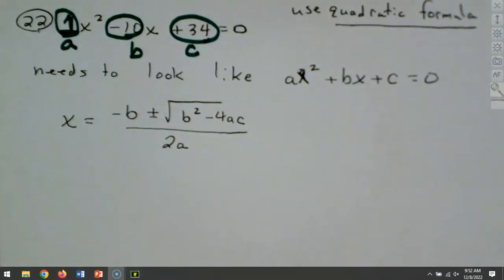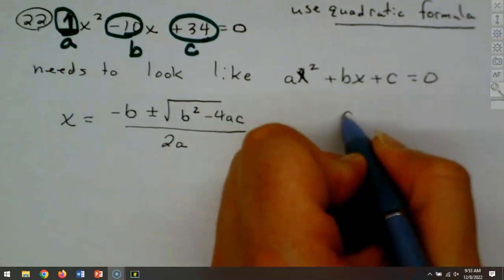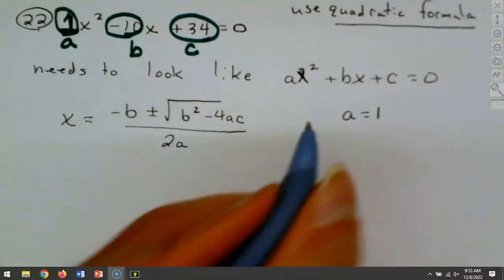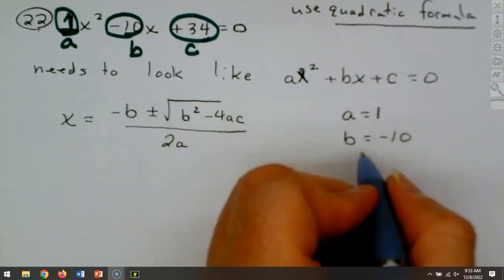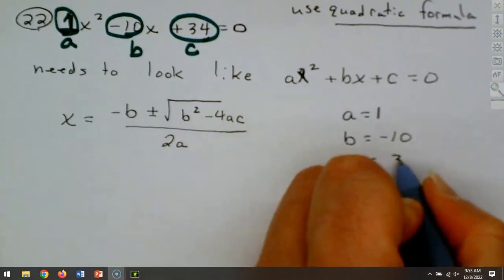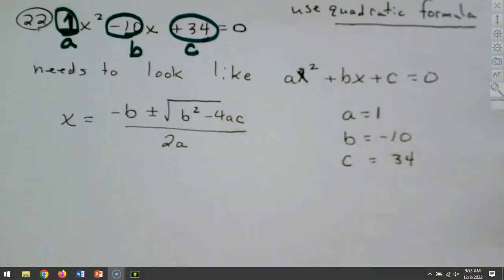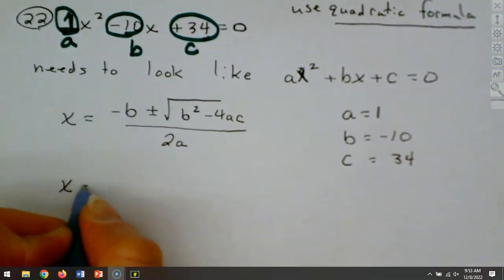Now, we've got all the pieces labeled, so let's go ahead and write them out. A is 1. B is a negative 10. And C is 34. I'm going to go ahead and plug the values in.